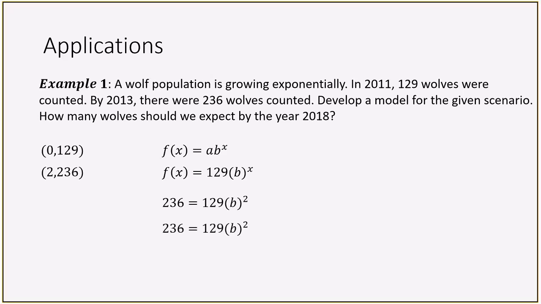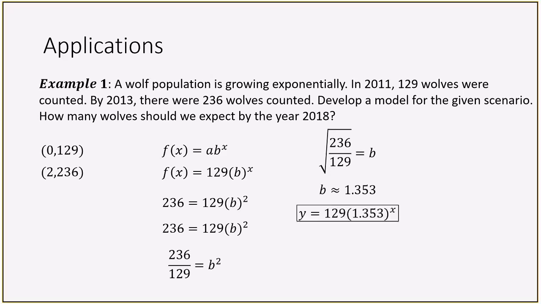Divide both sides by 129. Square root both sides. And so b is approximately 1.353. Now my model is y, or f(x), is equal to 129 times this b that I found, 1.353 to the x power.